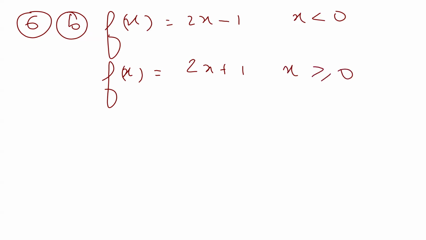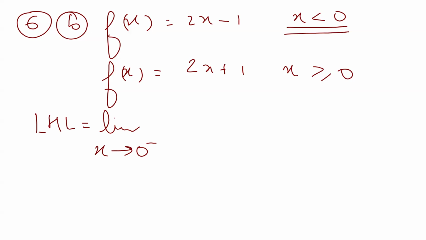So x less than 0 means the values which are negative. Less than 0 and greater than 0 are the positive and the 0 values. So we have to discuss the continuity at x equal to 0. So left hand side limit, x approaching 0 minus. Now when I say 0 minus, 0 is going to get reduced. So when 0 gets reduced, it is x less than 0. And always remember, the less than sign is for left hand side. Okay, left hand side limit.